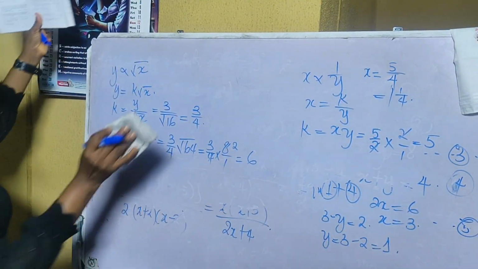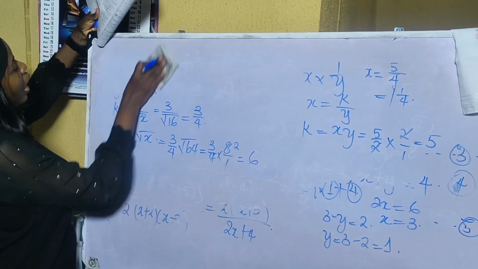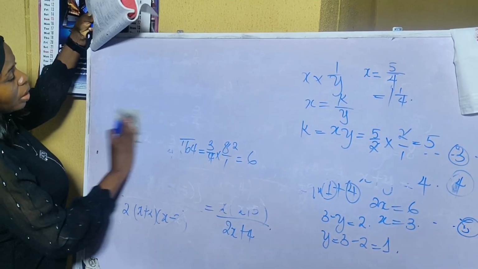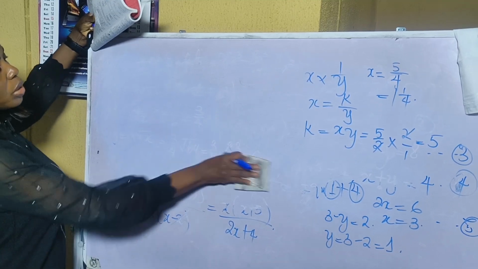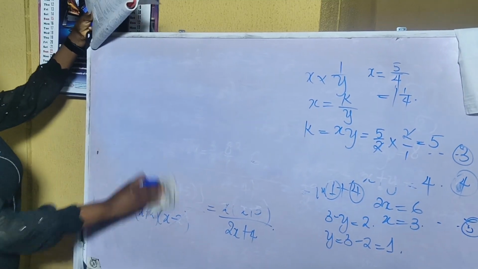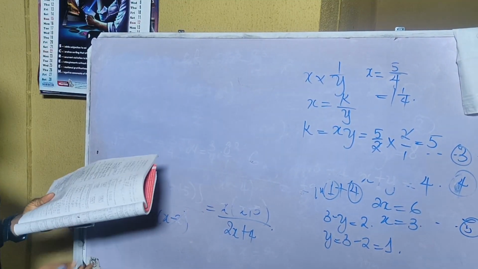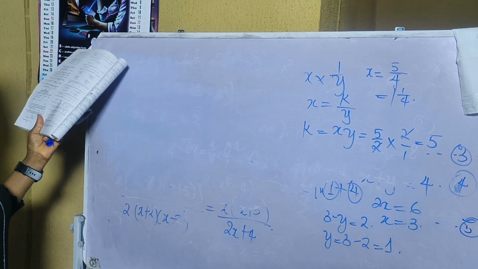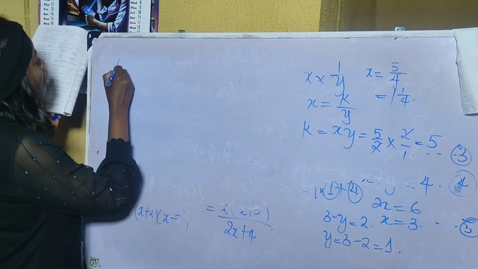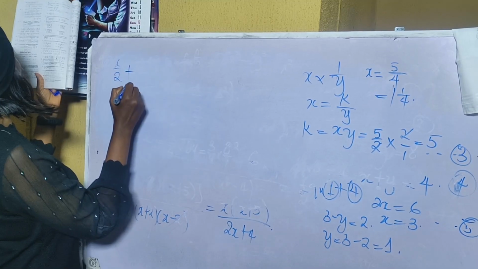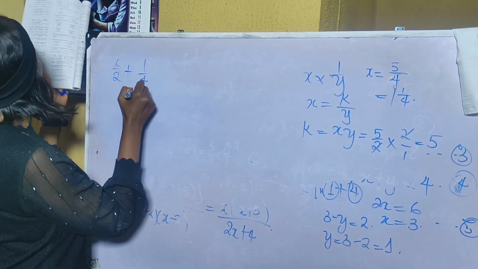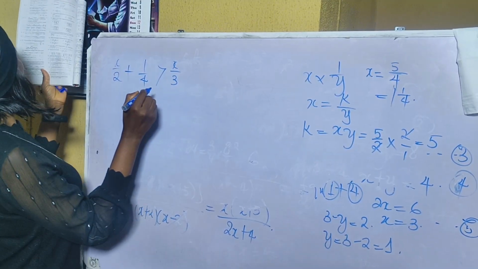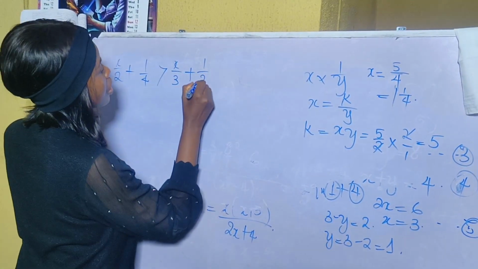Let's look at this last one, and then we call it a wrap. Here I have this problem on inequality. I am told to find the range, for what range of values of x is x/2 plus 1/4 greater than x/3 plus half.